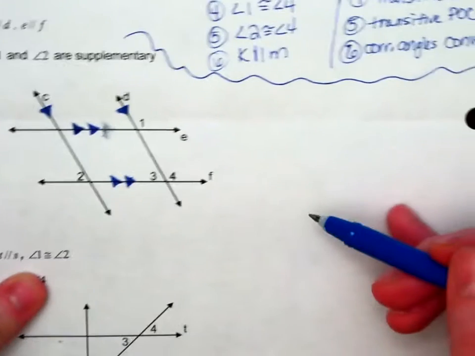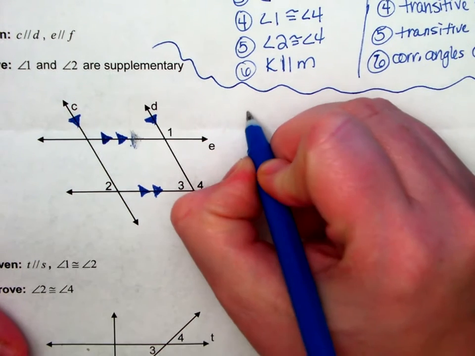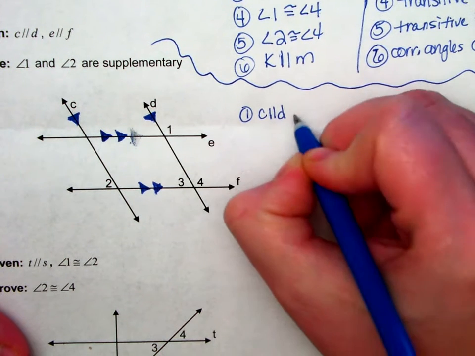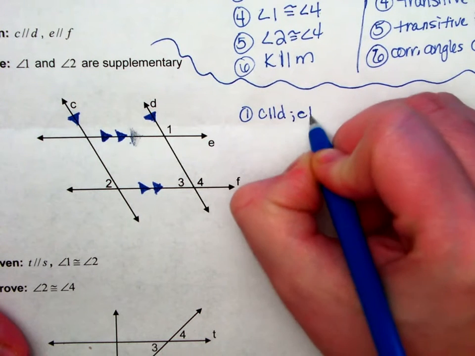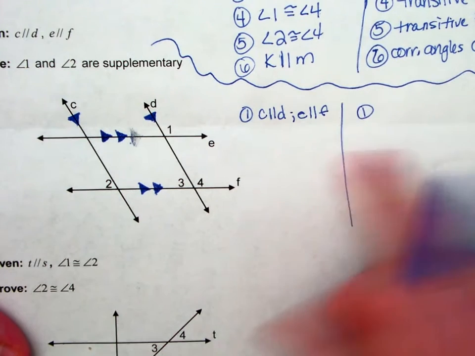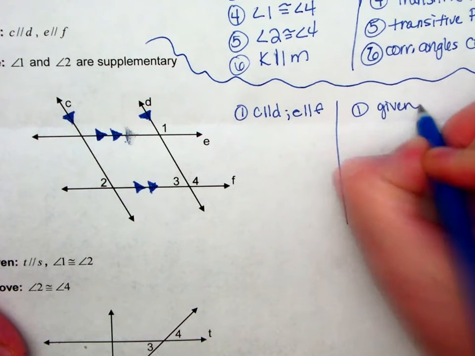It's going to be a little bit of a long proof. Remember, when you use supplementary, you've got to use measurements of the angles. So C is parallel to D, and E is parallel to F. I'm going to just put both my reasons, and I'm not going to write the word statements above because I'm running out of room. This is given.